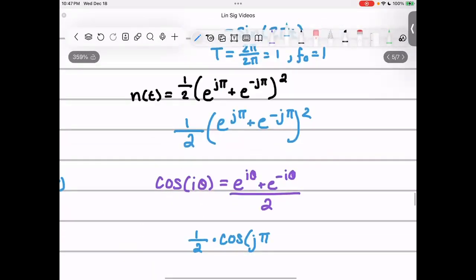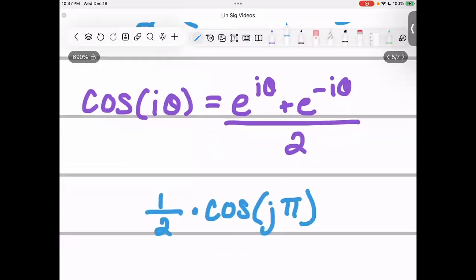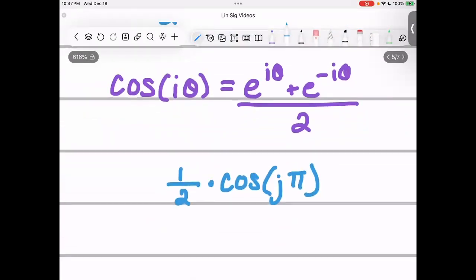And there is no t in this problem, so it's just a constant. The period of the constant technically could be any number, right? Because it's just a constant. It could also be 0. As a result, it doesn't have a frequency.